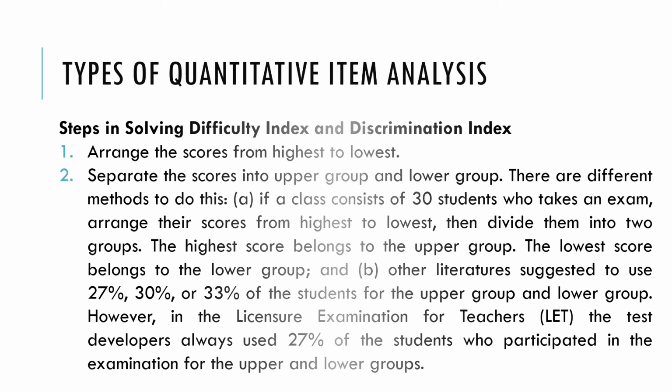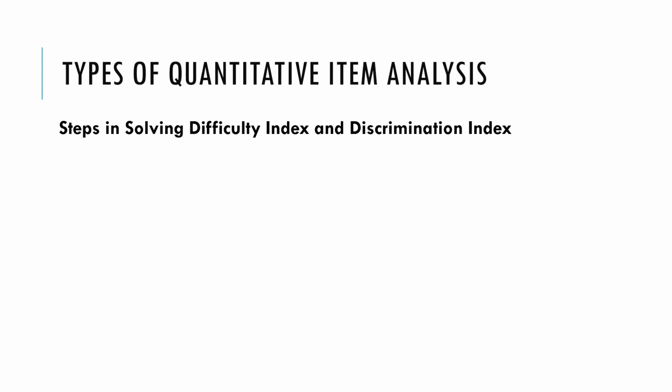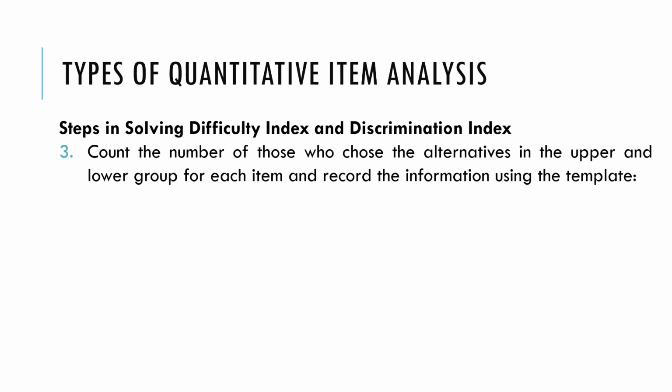Number 3, count the number of those who choose the alternatives. When we say alternatives, yung options in the upper and lower group for each item, and record the information using the template. So ang gagawin daw, pag nakakuha ka ng isa, count the number of those. For example, number 1, ilan yung nakasagot ng letter A sa upper at saka lower, ilan yung sumagot ng letter B sa upper at saka lower, ilan yung sumagot sa letter C, D, and E, and so on.